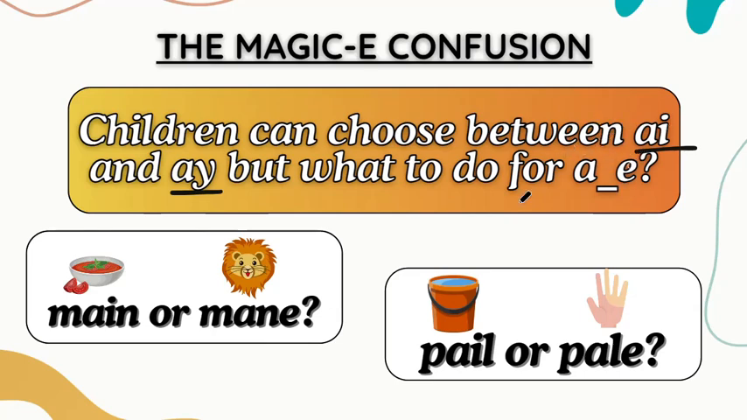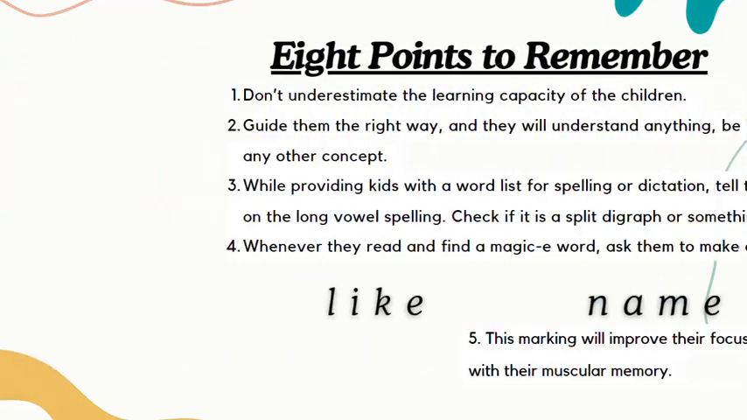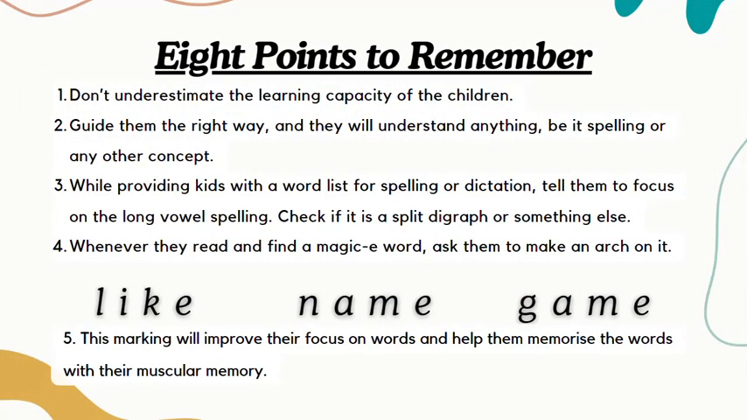So a big confusion is between AI and AE. So now is the right time to give you the answer to this question. There are 8 points to remember if you have the same problem, that is, how to teach kids the difference between AI and the magic key.